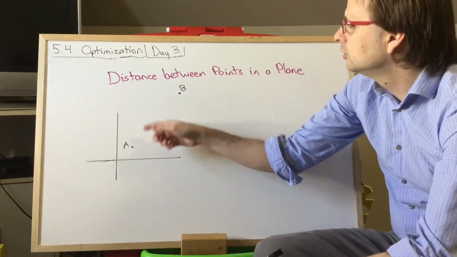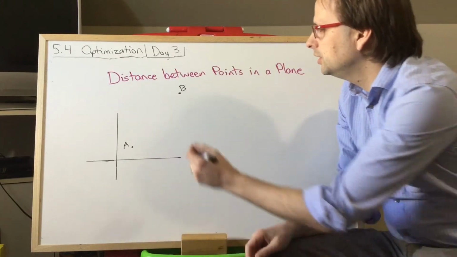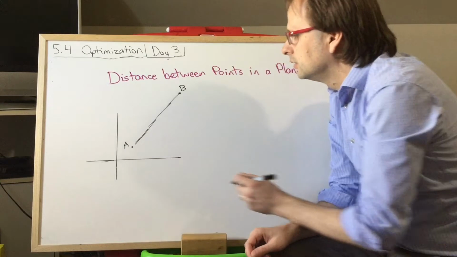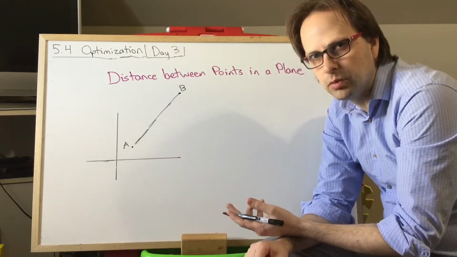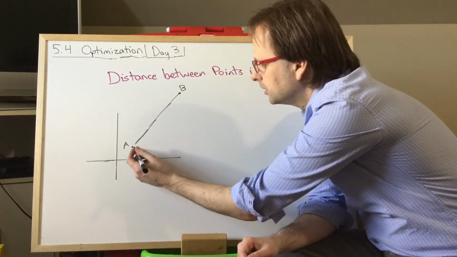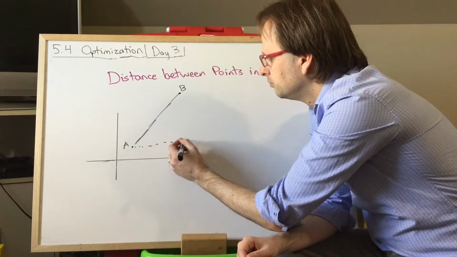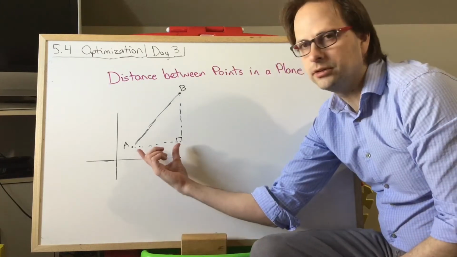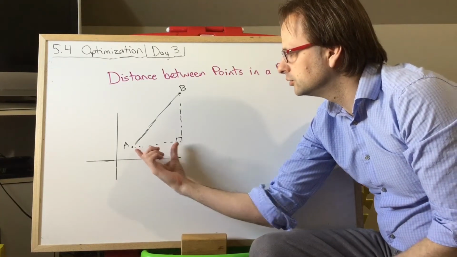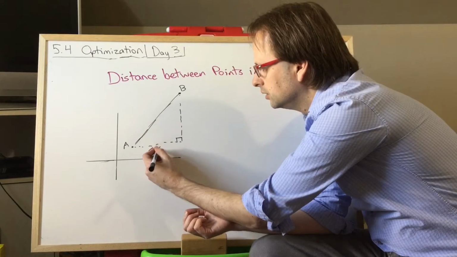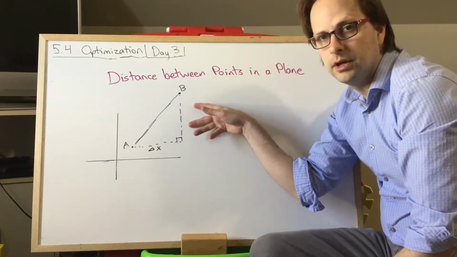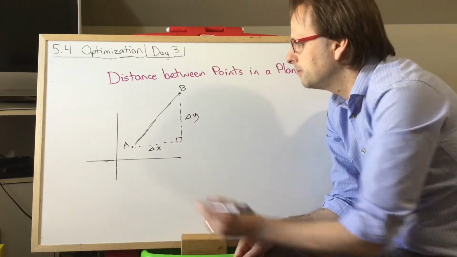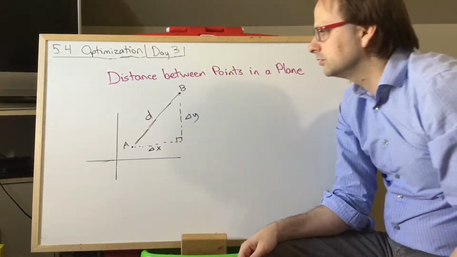plane. So here I have a point A and B, and I'm wondering what is the distance between them. And maybe the easiest way to figure out that distance would be to make a little right triangle. Now, the sides of this would have one leg that is the change in x between A and B, and the other leg would be the change in y between A and B. And this would give us the distance.